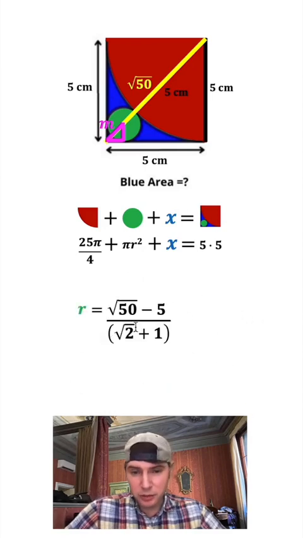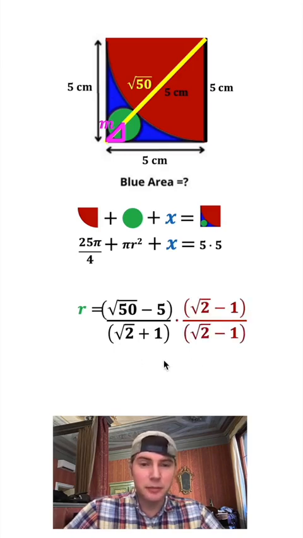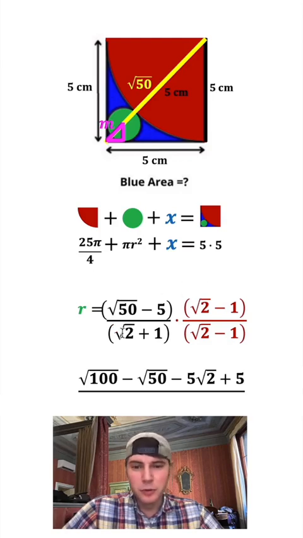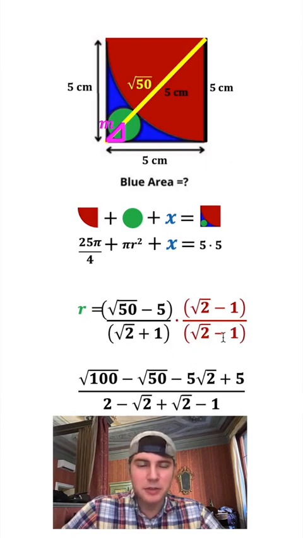Right now, we have a radical in the denominator. We usually don't like that, so we're going to multiply top and bottom by the conjugate of the bottom. That's root 2 minus 1. Root 50 times root 2 is root 100. Root 50 times negative 1 is negative root 50. Negative 5 times root 2 is negative 5 root 2. And negative 5 times negative 1 is equal to positive 5. Root 2 times root 2 is equal to 2. Root 2 times negative 1 is negative root 2, and 1 times negative 1 is equal to negative 1. Square root of 100 is equal to 10, and 10 plus 5 is equal to 15.